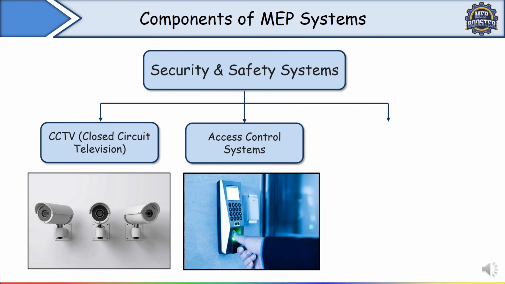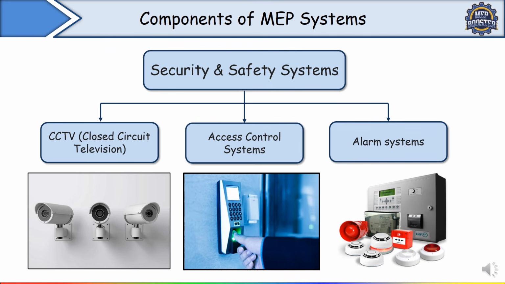Then access control systems, which manage entry and exit points using key cards, biometric scanners or other authentication methods to restrict unauthorized access. Then here we have to discuss the alarm system also, fire alarm and detection systems, which include smoke detectors, alarms and notification devices integrated with the electrical system for safety purposes.